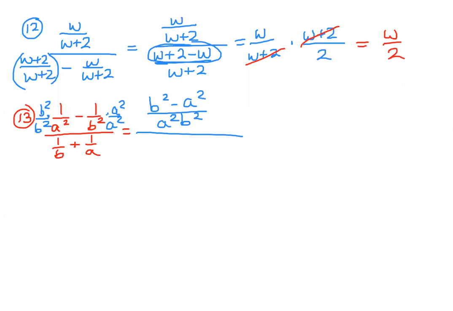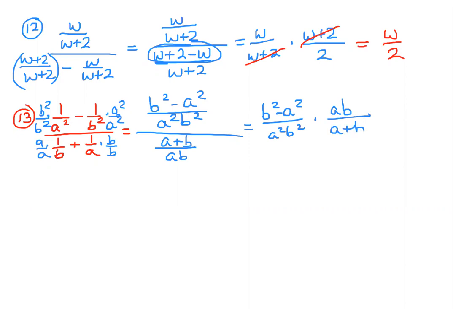And in the denominator, our common denominator is going to be a times b. So this is going to have to be a over a and b over b. So that equals (a plus b) over ab. Now let's do our reciprocal thing. (b squared minus a squared) over a squared b squared times ab over (a plus b).